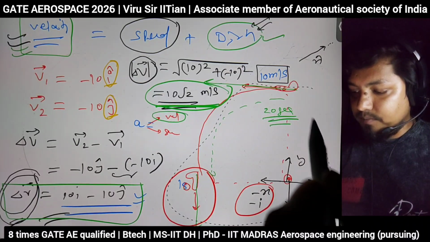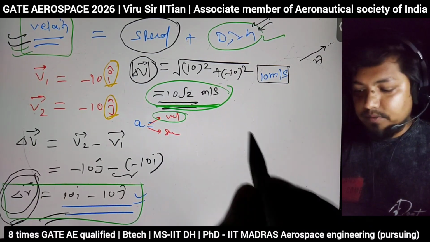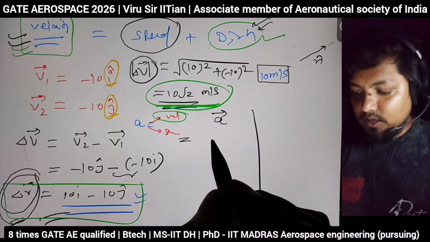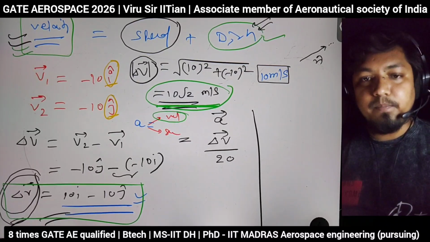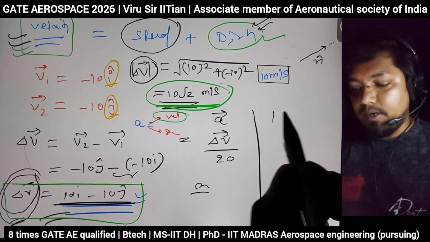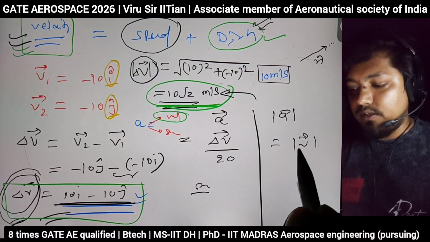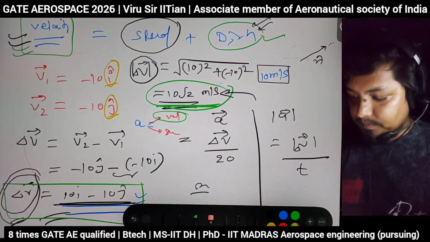It means there are two ways to find out acceleration. One way, acceleration in vector form: whatever change in velocity you have got in vector form, divide that by 20. Means the whole answer divided by 20. You got it? This became your answer. But if you want mod of a, then mod of change in v divided by time. Simple. Clear?